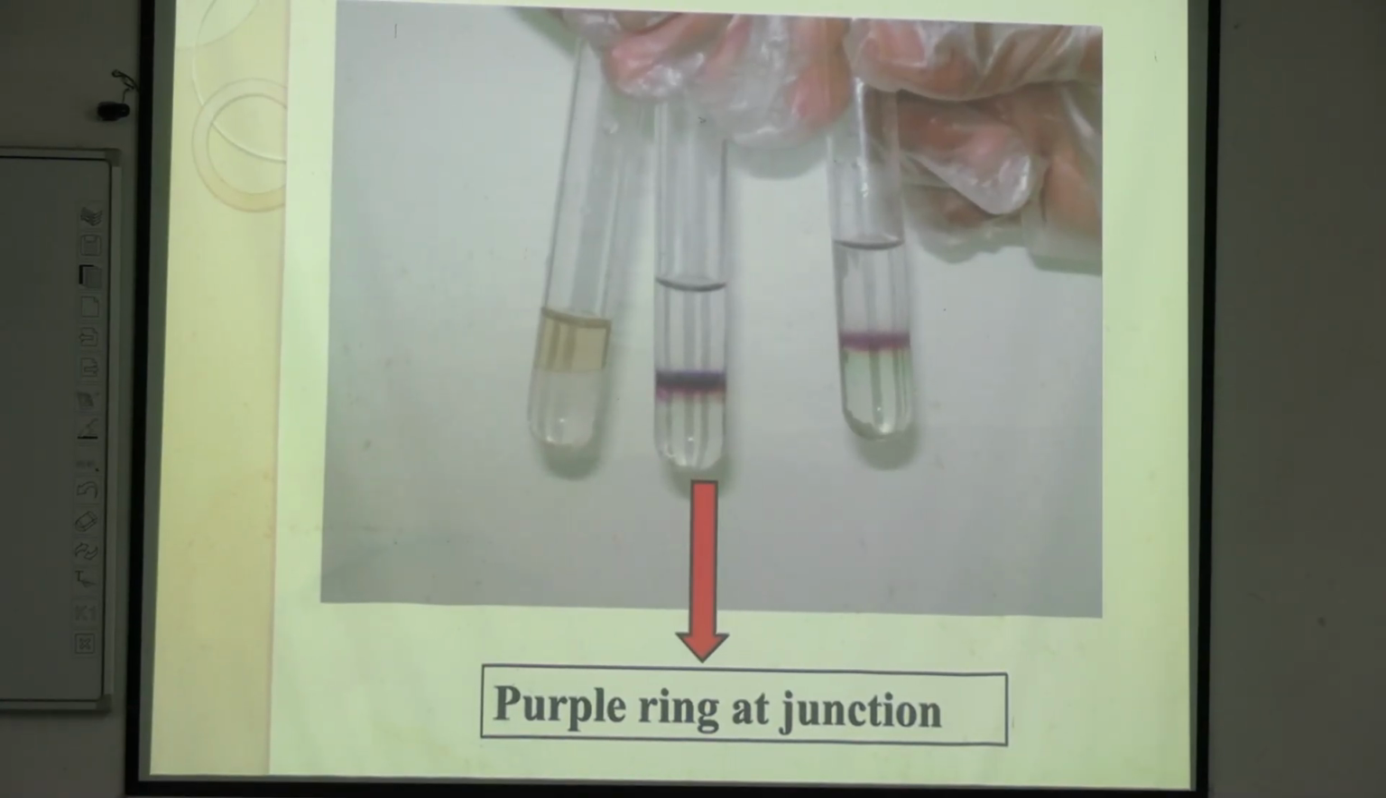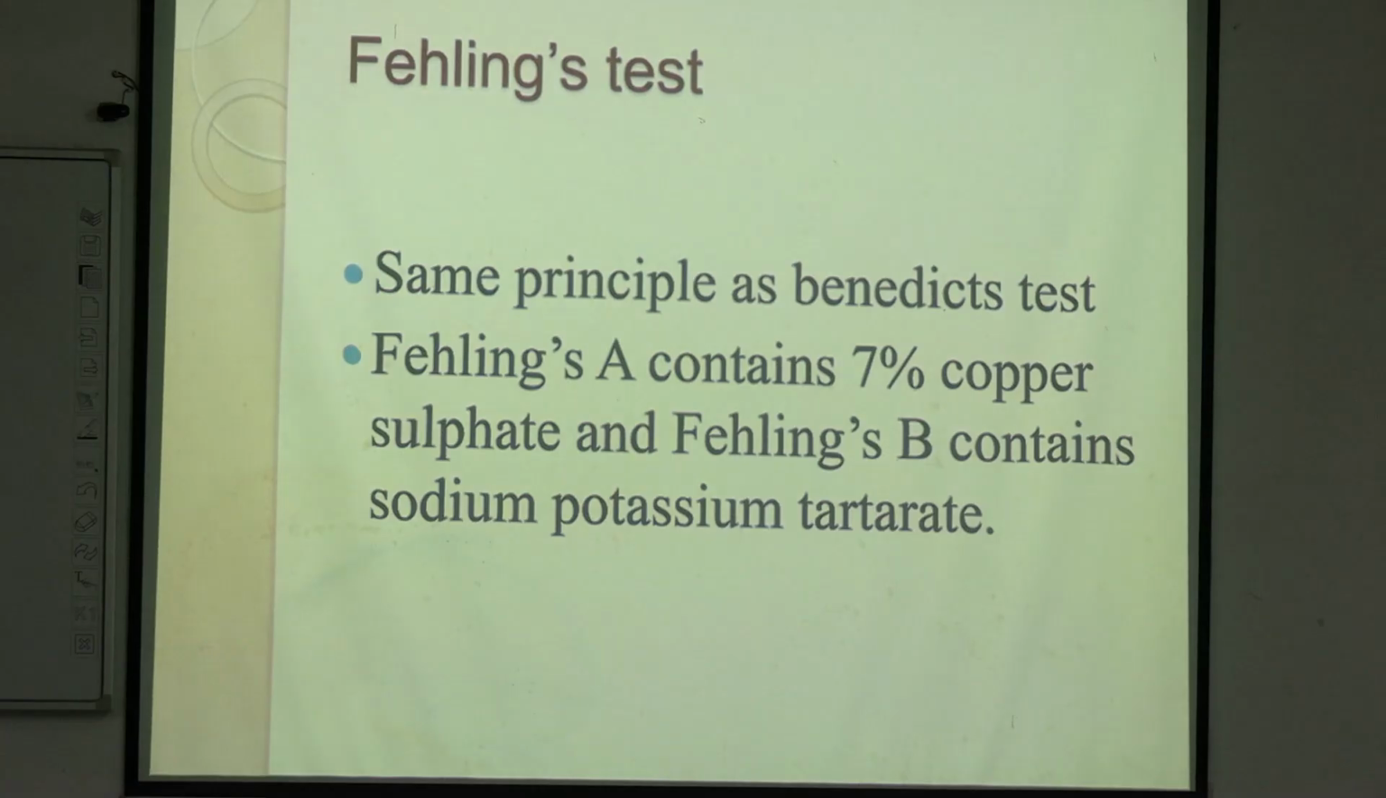And another similar reaction we will find in abnormal constituent of urine test, that is Rothera's test. Rothera's will also look like this. There will be the same purple colored ring. Okay. Now Fehling's. Fehling's is a similar principle as Benedict's, also to determine whether it is reducing or not.